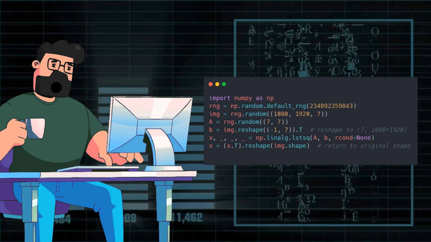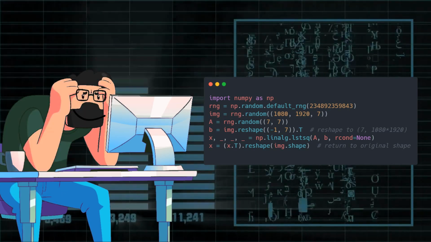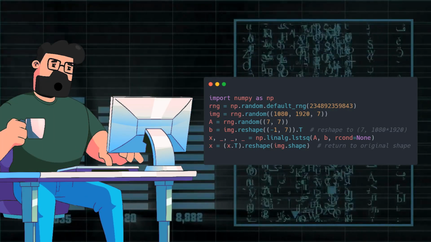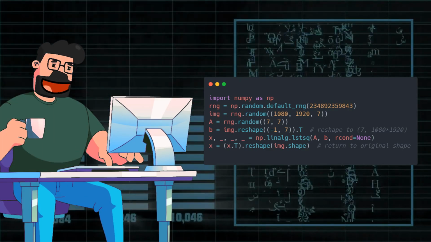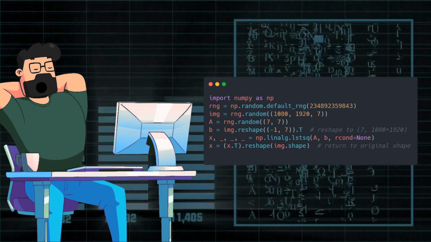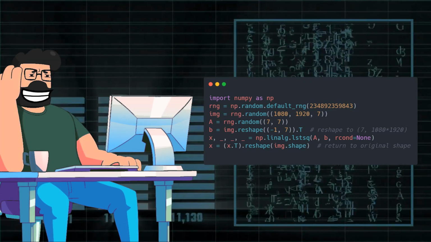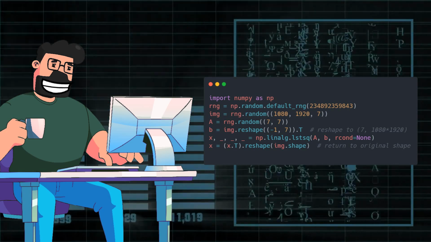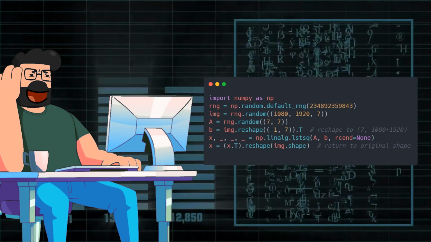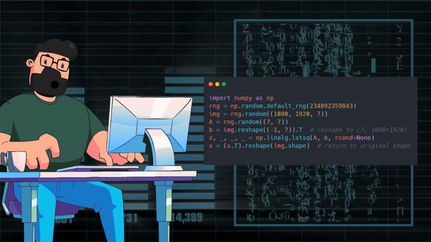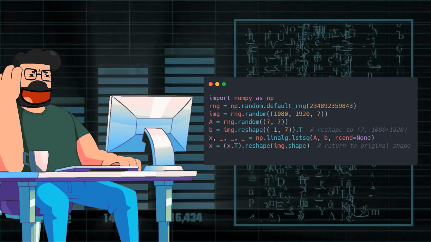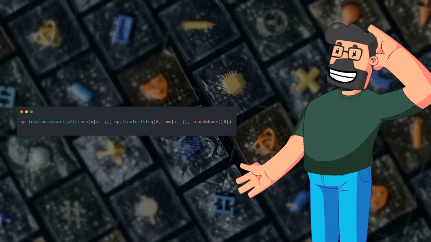Let's delve into the solution. We kick things off by reshaping the image array to have a shape of 1080, 1920, 7, and setting up our shift matrix A. By reshaping the image array to 7, 1080 * 1920, we are able to leverage Numpy's lstsq function to efficiently solve for x, the unknown we seek. Once we have our solution, we reshape it back to the original image shape, and voila, we have optimized our process significantly. Now, let's take a closer look at how we verify the accuracy of our solution.